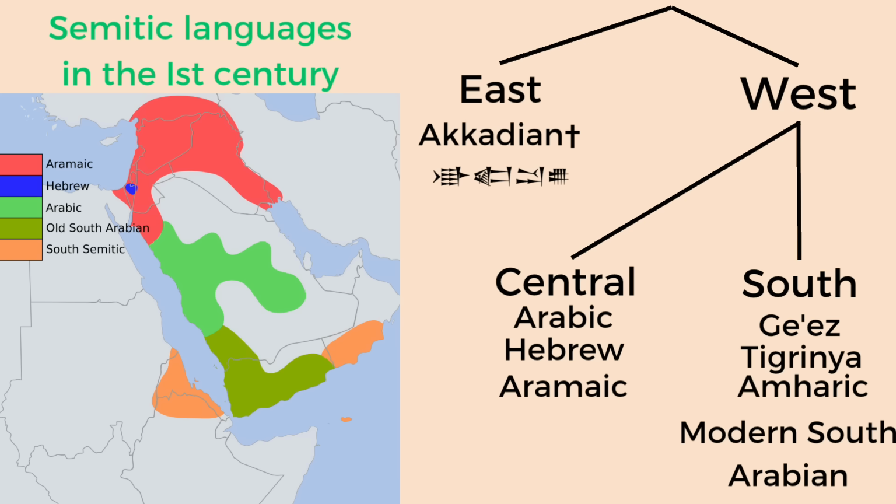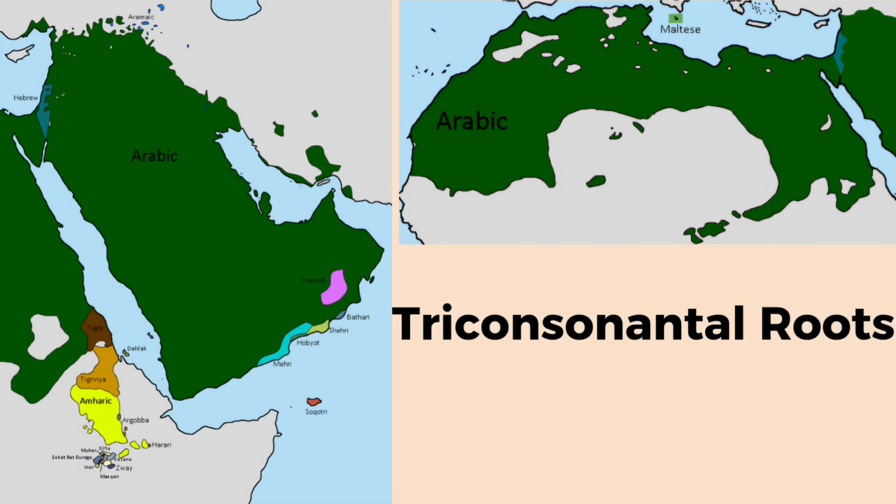And South Semitic languages, mainly spoken in Ethiopia, including Ge'ez, Tigrinya, and Amharic, but also some languages in the south of the Arabian Peninsula. In this video, we're focusing on how words are built in these languages, especially using triconsonantal roots. I'll use Arabic as the main example since it's the most widely studied in this area.